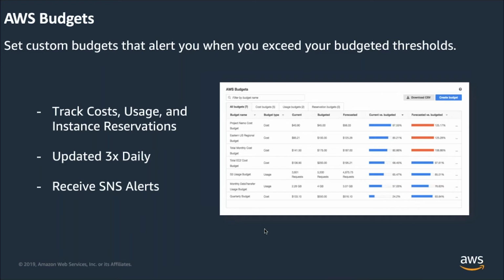AWS Budgets may also be important for your organization if you have fixed budgets and maybe grant-based projects you're working off of. And this can allow you to alert when you're exceeding your budget thresholds and track these usage costs over time, regularly updated 3 times a day, and integrated with any kind of notification service so that you can have rapid access to this type of information rather than see this type of data at the end of the month.